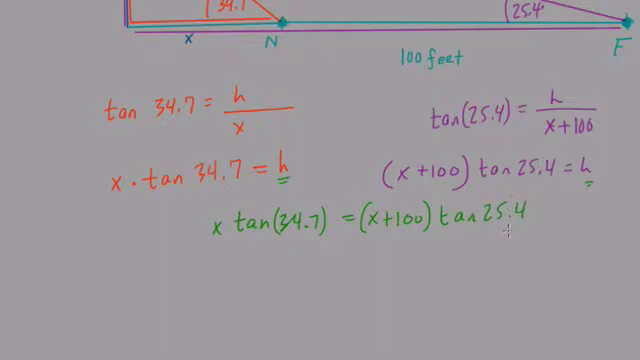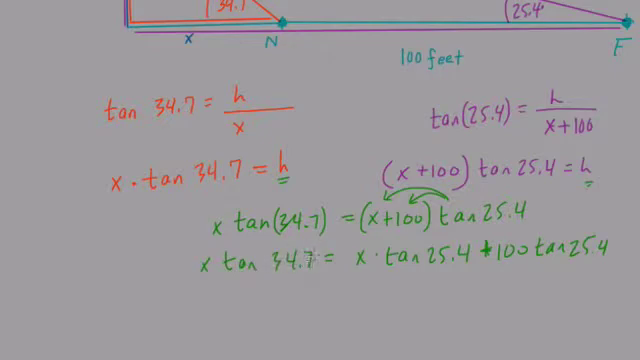I want to solve for x, so tangent of 25.4 is just a number. Going to distribute, multiply to both numbers in here, and we have x times the tangent of 25.4 plus 100 times the tangent of 25.4. And that equals x times the tangent of 34.7. Don't be overwhelmed by all these tangents. Those are just numbers. And because they're just numbers, I want to get my x's on the same side, right?